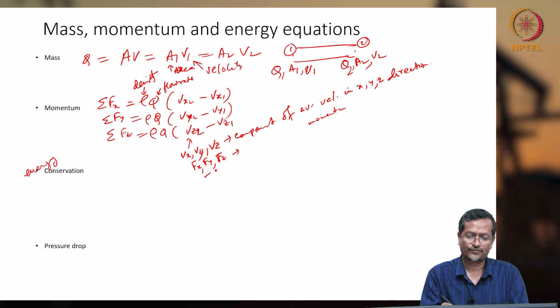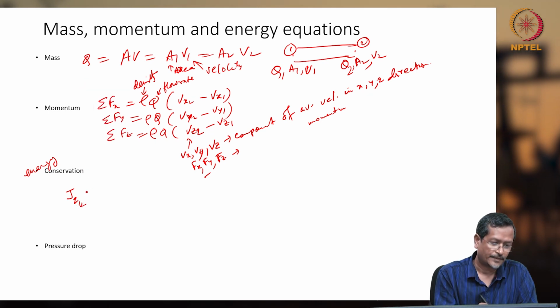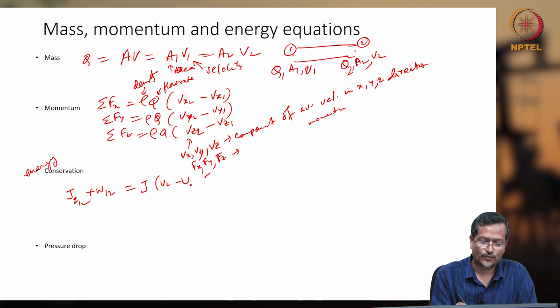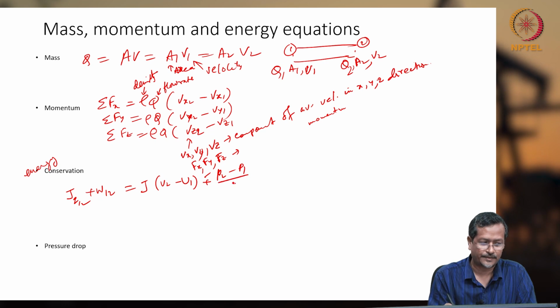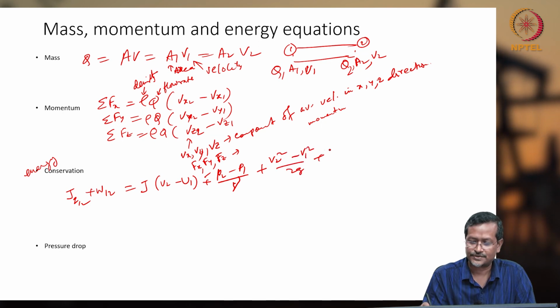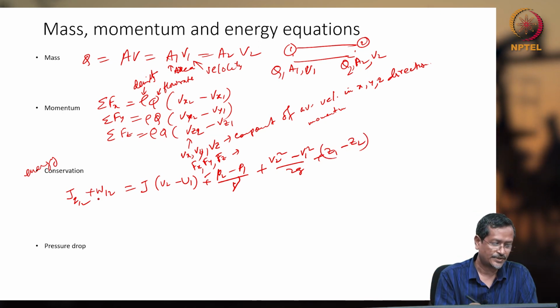Now see the equation for conservation of energy. It will be like J (Q12 plus W12) equals J (U2 minus U1) plus (P2 minus P1) divided by gamma plus (V2 square minus V1 square) by 2g plus (Z2 minus Z1). The terms are: J is the mechanical equivalent of heat energy.